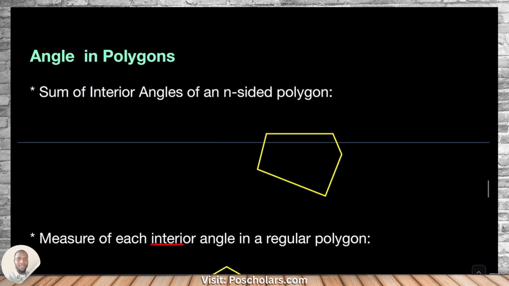Next, angles in polygons. Sum of interior angles of an n-sided polygon, right? If, for example, we don't know the number of sides of this polygon, right? The formula to find the interior angles, which will be this angle, this angle, this angle, and on and on. But for this shape, we actually know the number of sides. Number of sides is 5. But if you don't know the number of sides, it will be represented as n. So the formula for finding the sum of angles in an n-sided polygon is given as n minus 2 times 180 degrees, right? So this is the formula to find the sum of interior angles of an n-sided polygon.